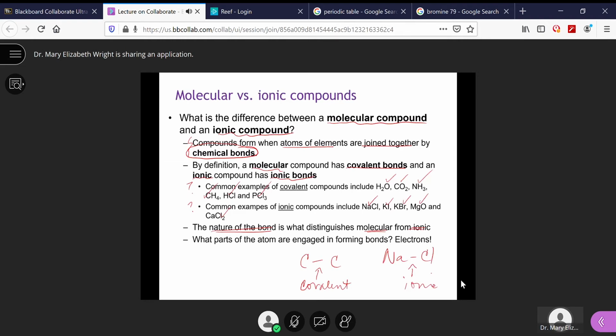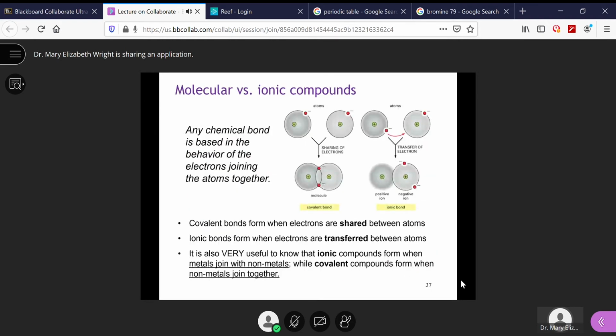How is it different? Well, as I just said, any chemical bond is based in the behavior of the electrons joining the atoms together. But in the covalent bond, electrons are shared. So that's these little red dots here. And in the ionic bond, electrons are actually transferred from one atom to the other. So that's very different, right? Sharing versus transferring are two different things.